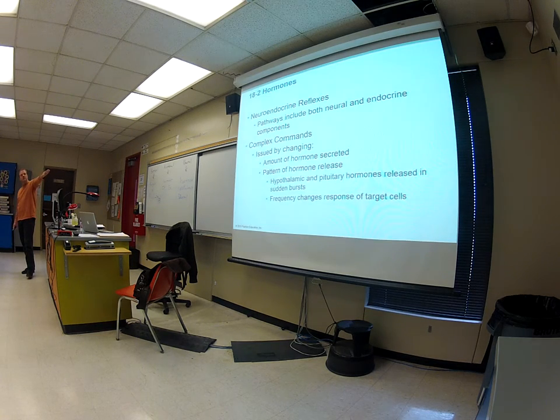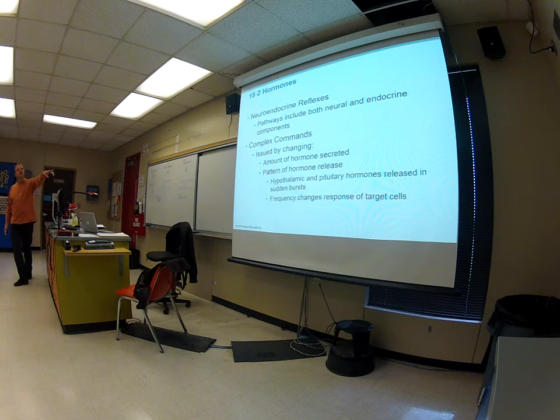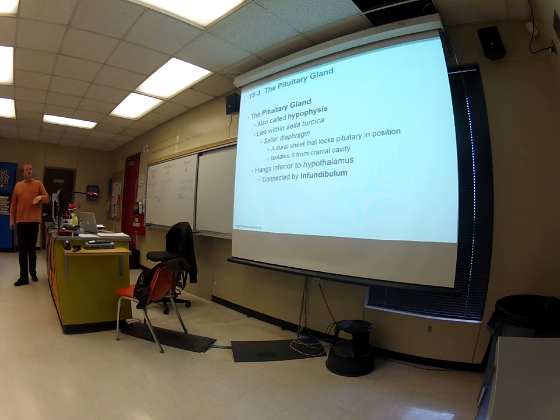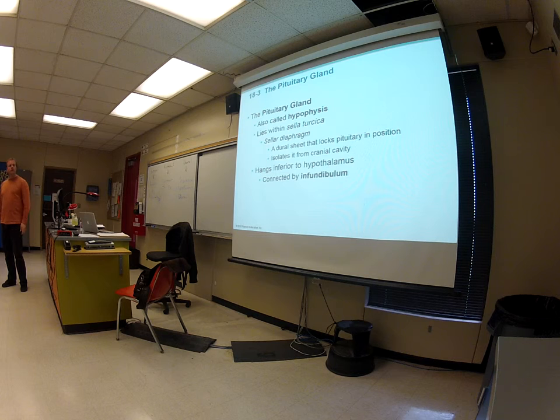Neuroendocrine reflex pathways include both neural and endocrine components. So, hypothalamus, pituitary gland. Now these are the glands. So guess what? We're in that point now where you're going to say gland, hormone. That's it. So here we go, nice and fast. Pituitary gland, also called the hypophysis. Did you know that the pituitary gland is also called the hypophysis? Yes, it is.